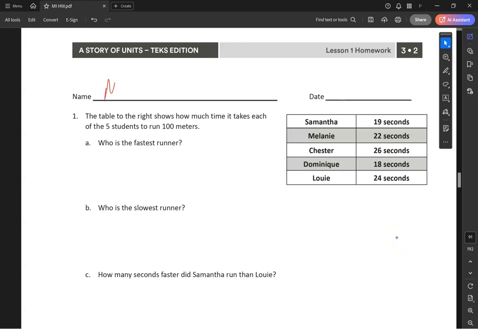Make sure you put your name. Make sure your name is on it. Make sure the date is on it. Also, today is 9/16/24. All right, let's get started.